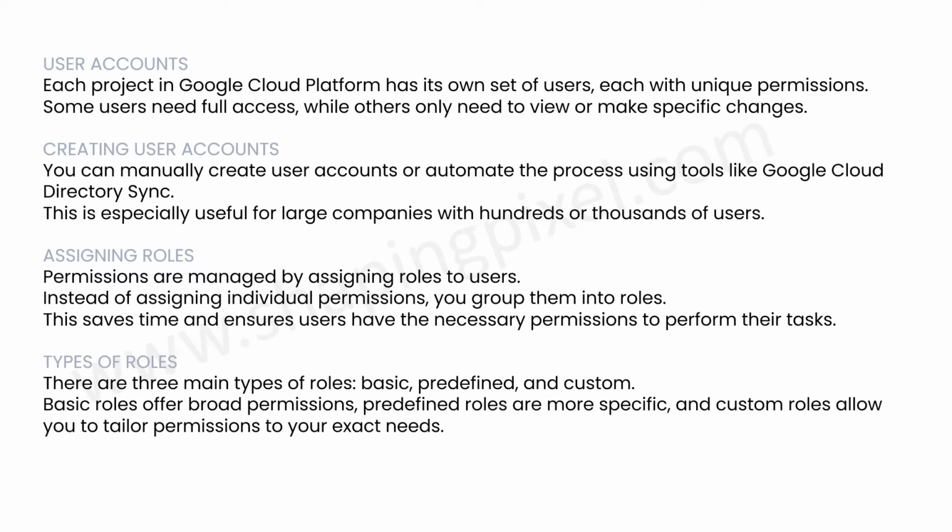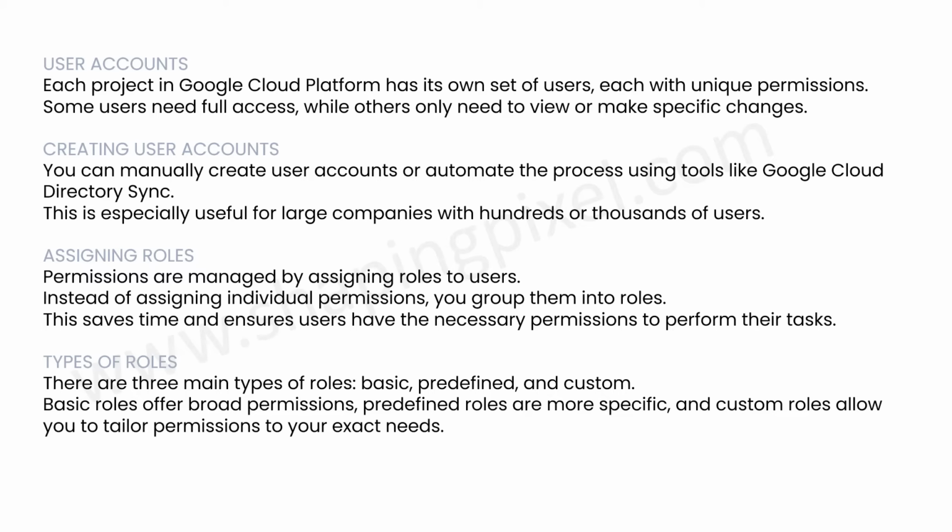You can manually create user accounts or automate the process using tools like Google Cloud Directory Sync. This is especially useful for large companies with hundreds of thousands of users. So permissions are managed by assigning roles to users instead of assigning individual permissions. You group them into roles. This saves time and ensures users have the necessary permissions to perform their tasks.